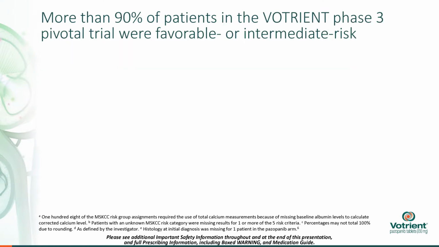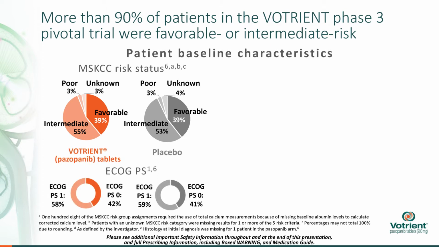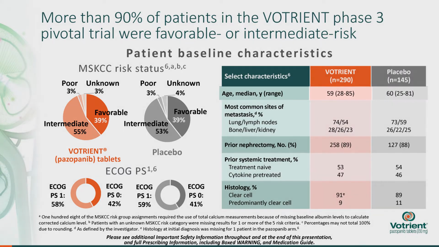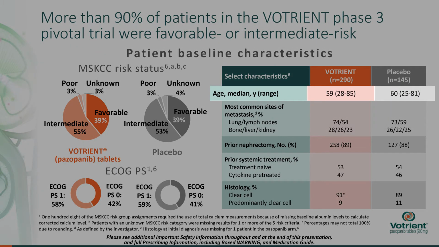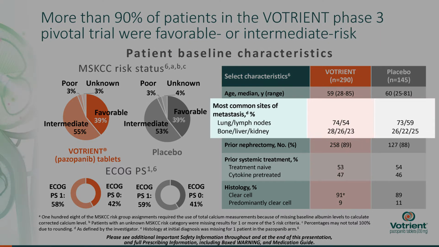When looking at the Votrient phase 3 pivotal trial, patient baseline characteristics are important to note. The vast majority of the patients had favorable or intermediate MSKCC risk status, as shown in the pie charts. Patients were either ECOG performance status 0 or 1. Age ranged from 25 to 85 years, and the median age was 59 years. Approximately 50% of all patients had 3 or more organs involved with metastatic disease. The most common metastatic site at baseline was lung, followed by lymph nodes, bone, and liver.